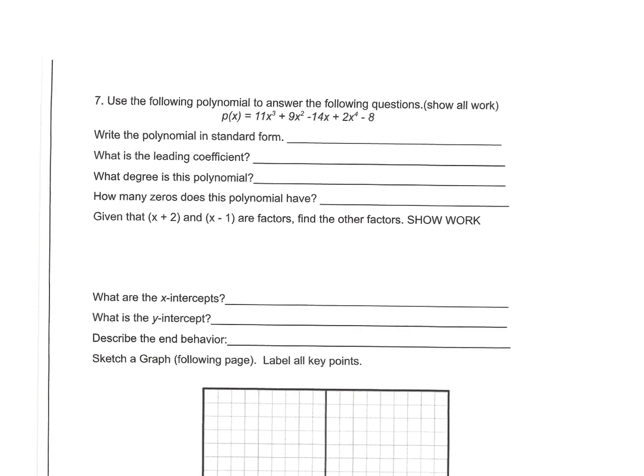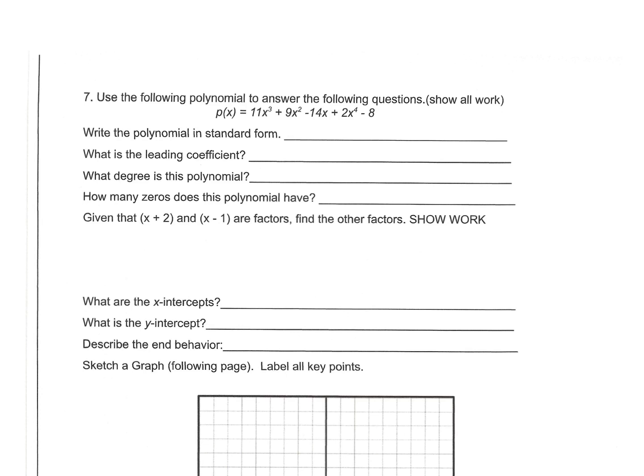The first thing I'd like to point out, before you really get started working, is that this polynomial is not in standard form. My exponents are not written in descending order. That 2x to the 4th is out of order. So I'm going to write this as p of x equals, and I need to write my 2x to the 4th first, plus my 11x cubed. What comes next? My 9x squared minus 14x minus 8.